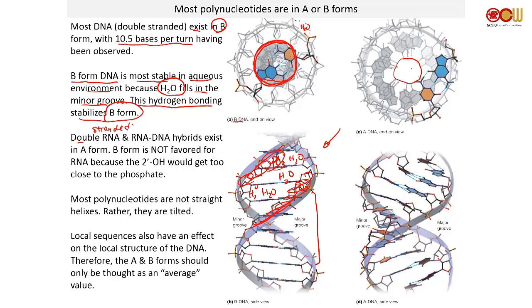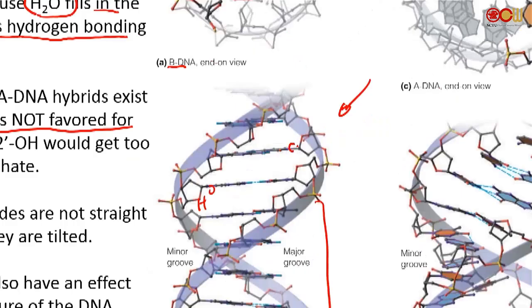Now, double-stranded RNA and RNA-DNA hybrids usually happen in the A form. Why? It turns out B form is not favored for RNA structures because the 2' hydroxyl would get too close to the phosphate. What does that mean? You're going to have to pay attention to my drawings. Let's say this is C1, C2, C3, C4, and then C5 is inside. So C5 is smaller.